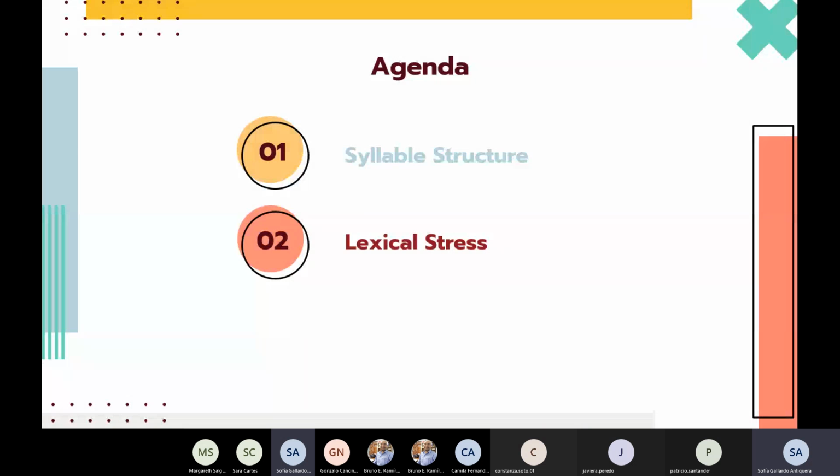Today we will be talking about syllable structure and lexical stress. So in other words, you will learn how to identify the syllable structure and how to identify the lexical stress in words.